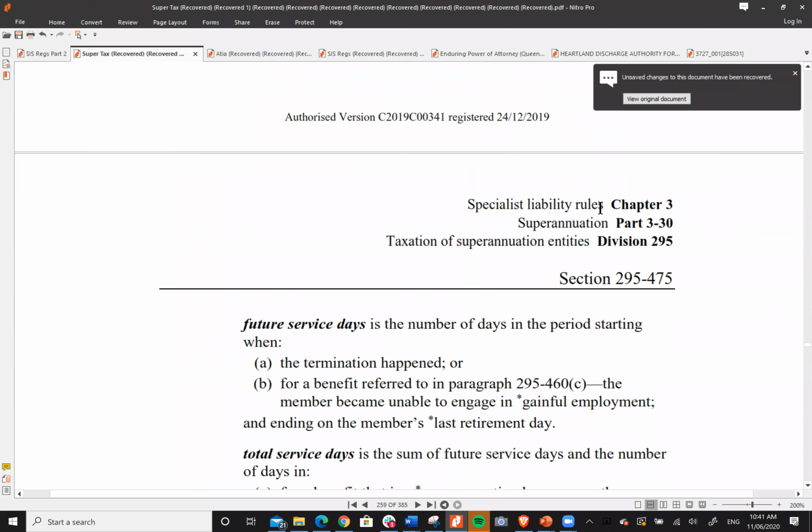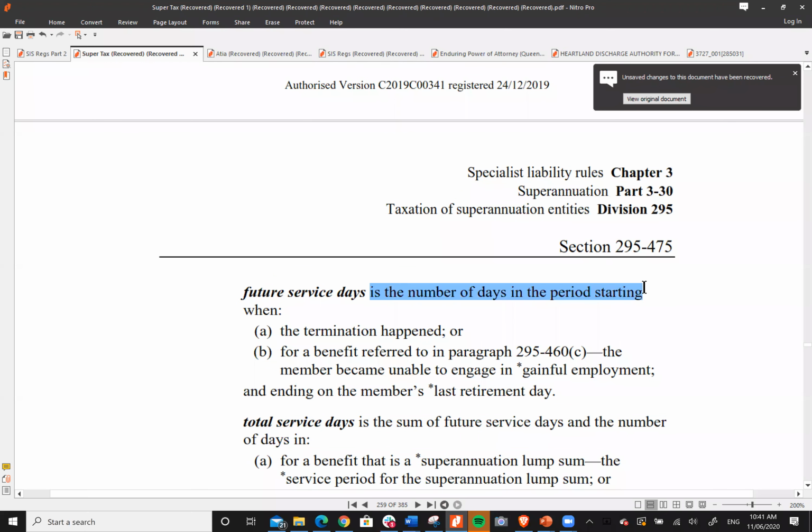Now, the future service days is the number of days in the period starting when the termination happened. That was a couple of weeks ago for her. So we'll just say it's her 22nd birthday, because she started being a member of the fund at age 21. And for a benefit referred to in 260C, the member became unable to engage in gainful employment, which is the case, and ending on the last retirement day, which is age 65. So her future service days are from age 22, let's say, up until 65. So that's 43 days. Does everyone follow that one?